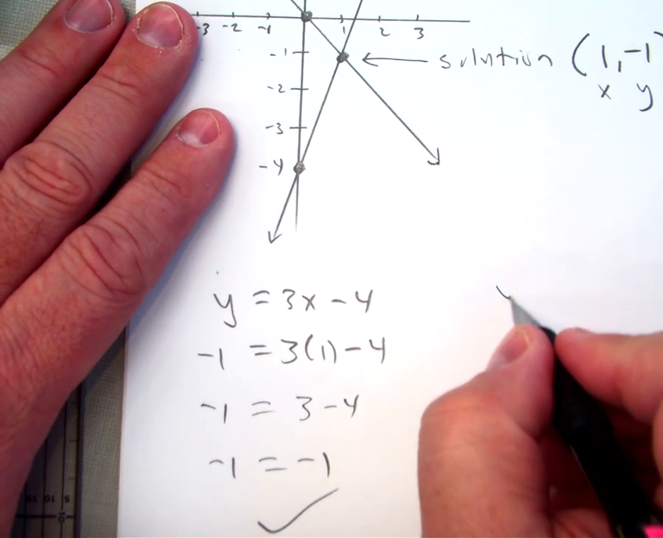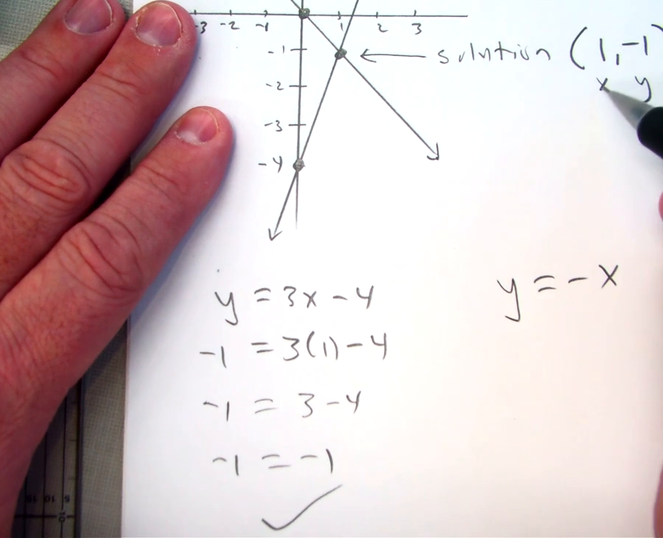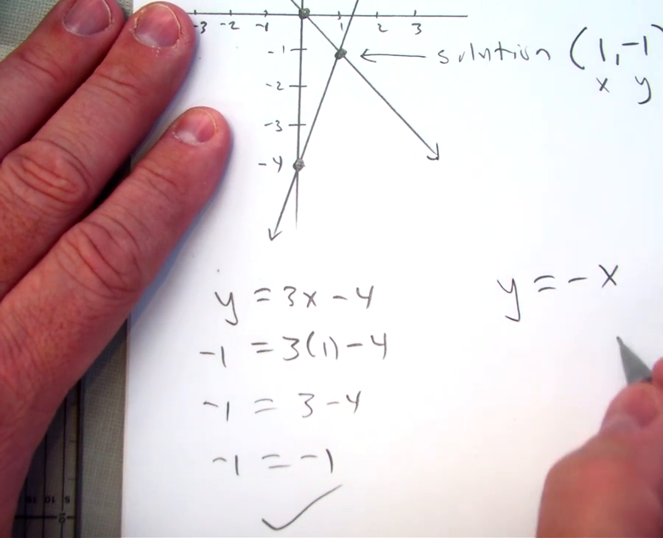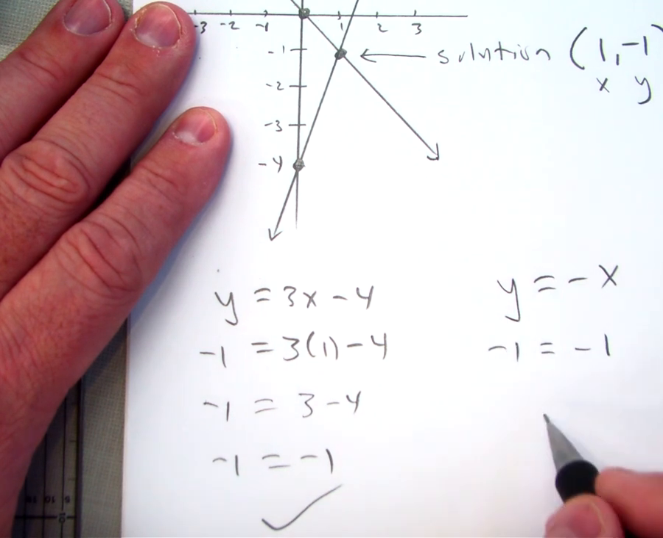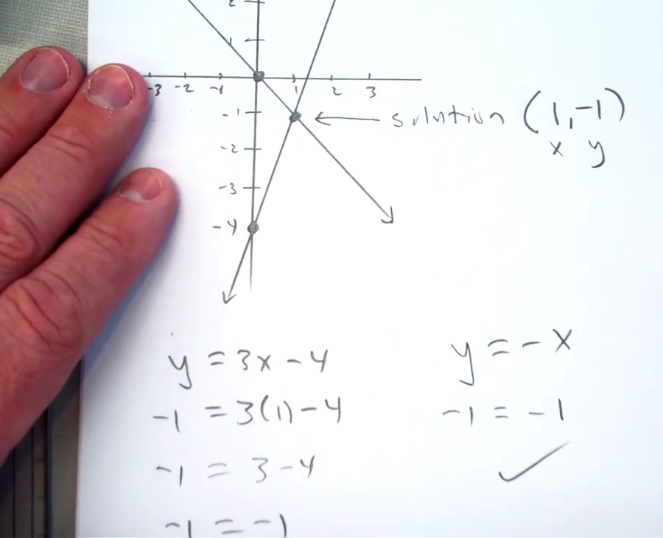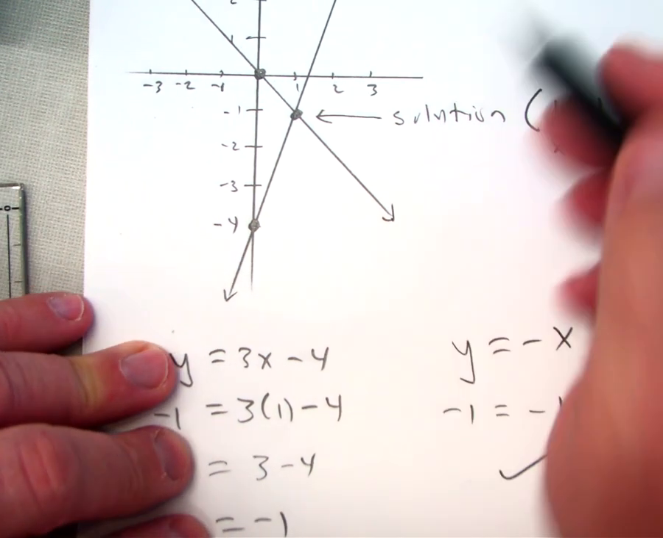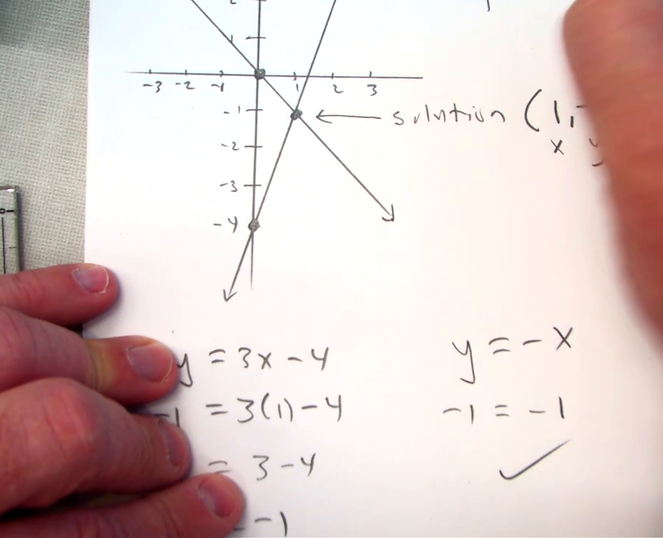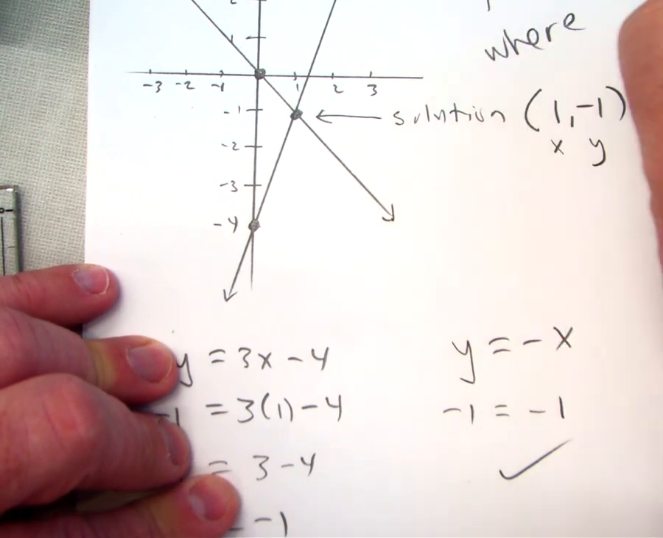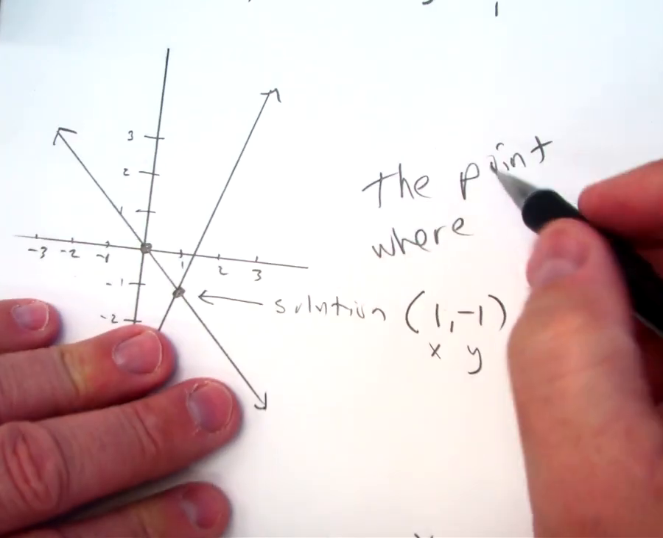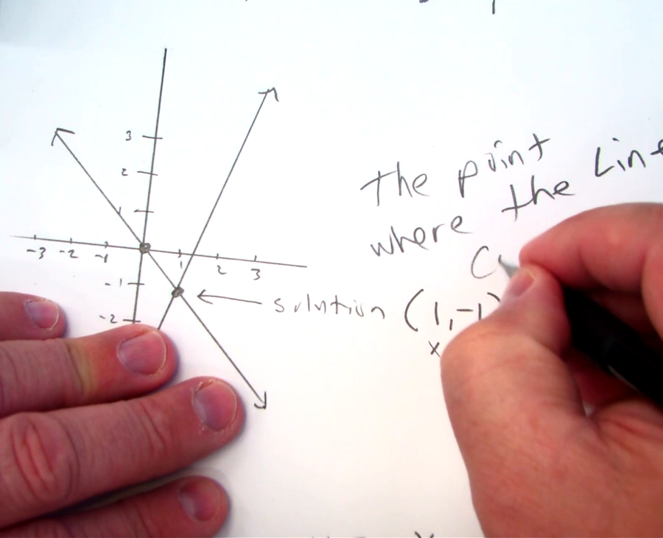I can plug it into the other equation. I plug in my x, which is 1, my y, which is negative 1, and it's true. So yes, this is the solution. It is the point where these two lines cross. That's the point where the lines cross or intersect.